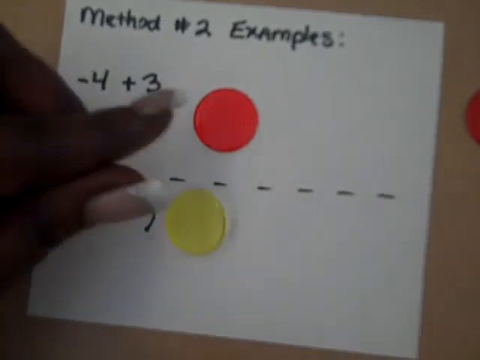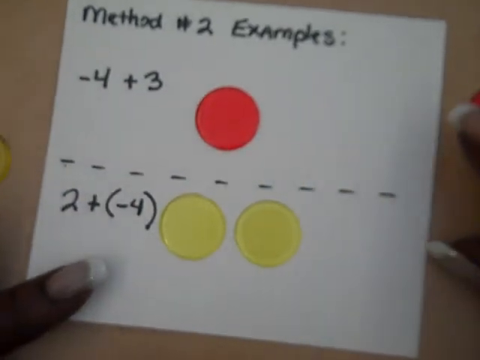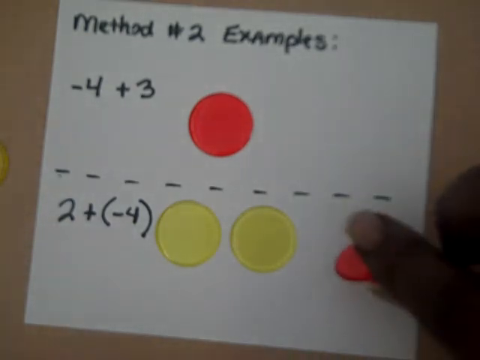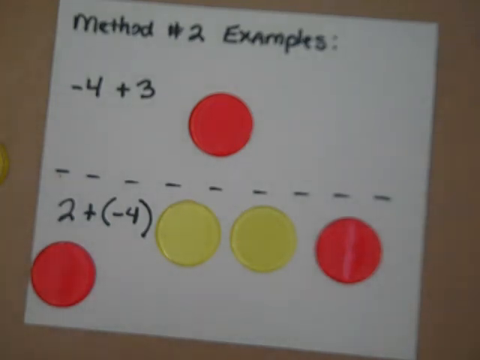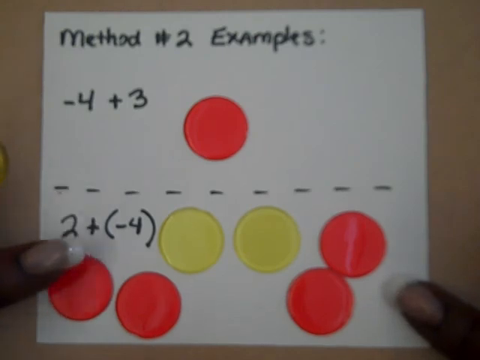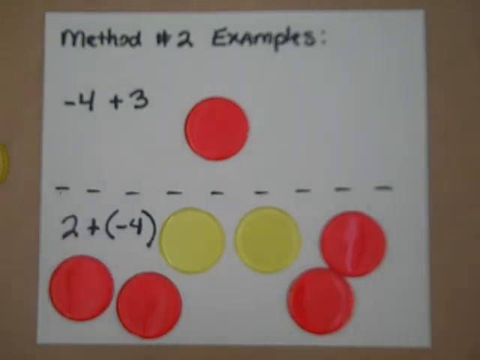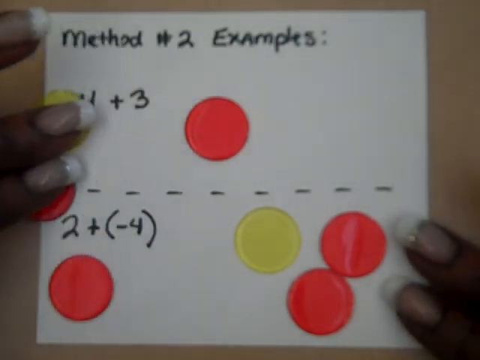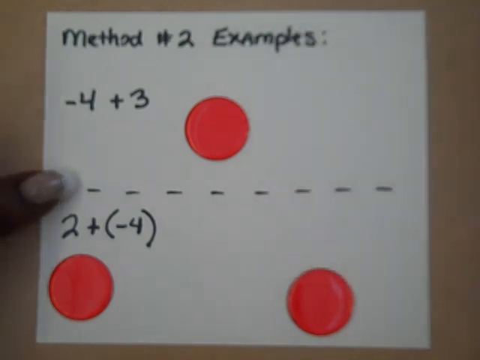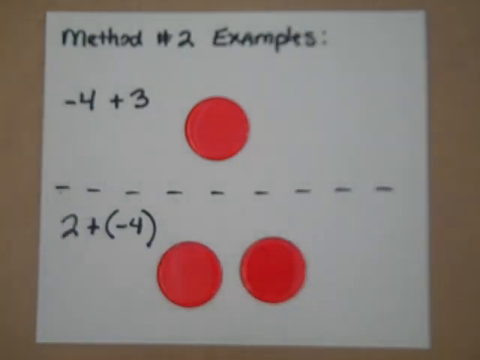The second example is a +2 plus a -4. So I'm going to first model +2, and to that I'm going to add 4 negatives. So what I have is 2 positives plus 4 negatives. Remember, a negative and a positive cancel each other out. So this yellow and red could cancel out. This yellow and red could cancel out. And I'm left with negative 2.